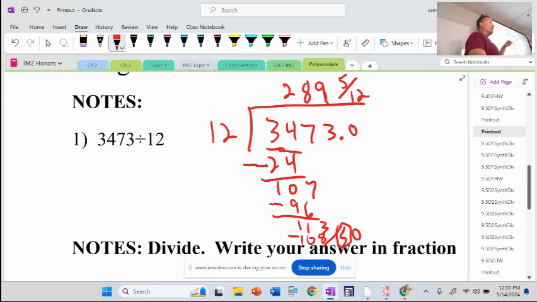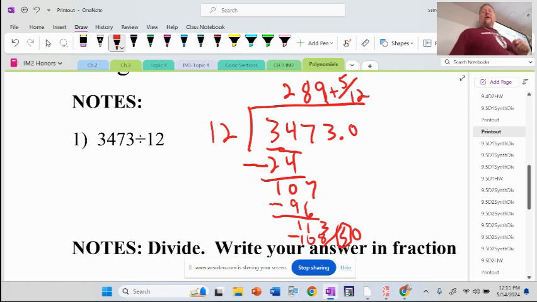Then you can turn it into an improper fraction by multiplying 12 times 289 plus 5. These are all grade school things. Notice what I said, 289 and 5/12. That's how you read it. You know what the word and actually means in math? Plus. So it wouldn't be wrong if you wrote 289 plus this little leftover 5/12.